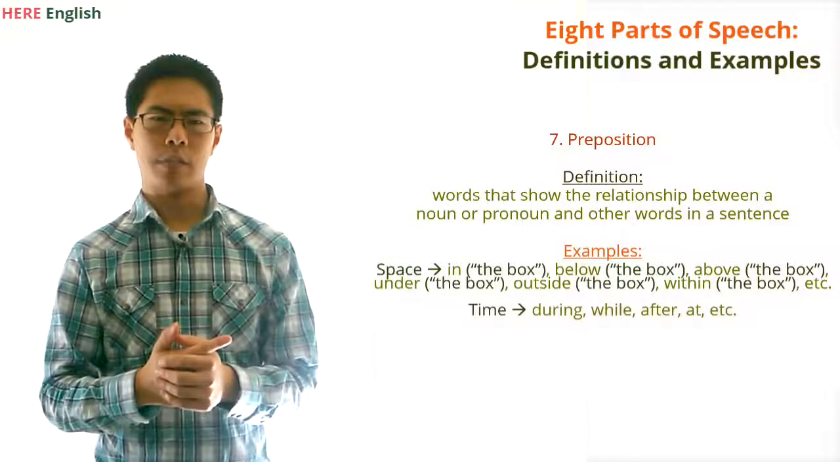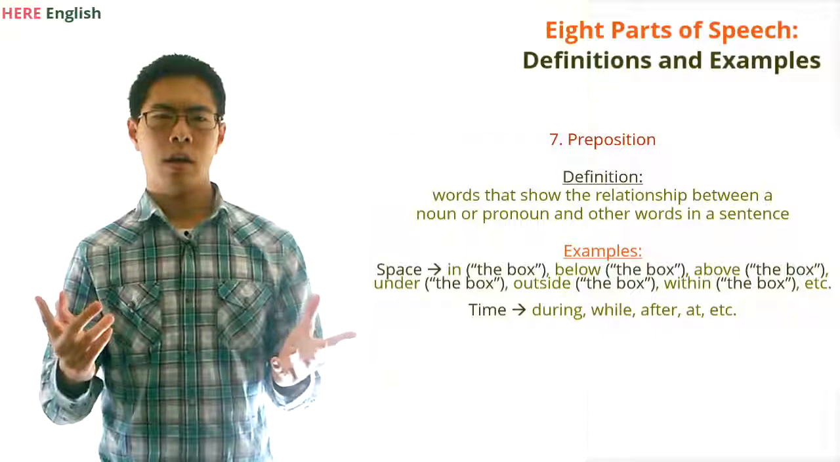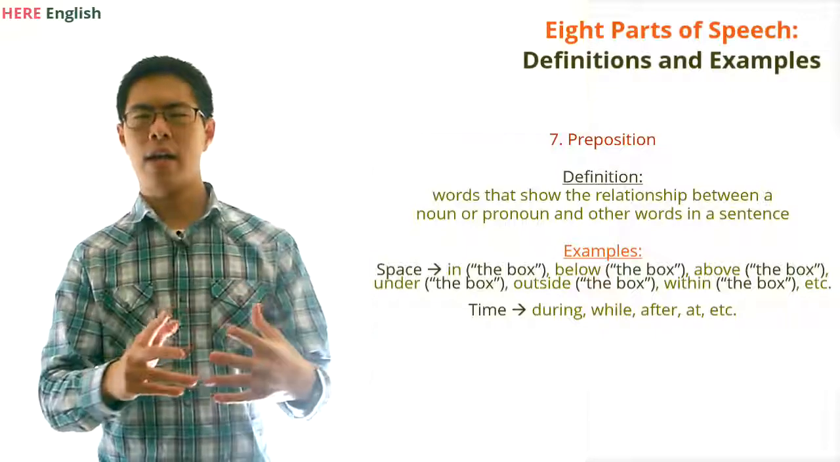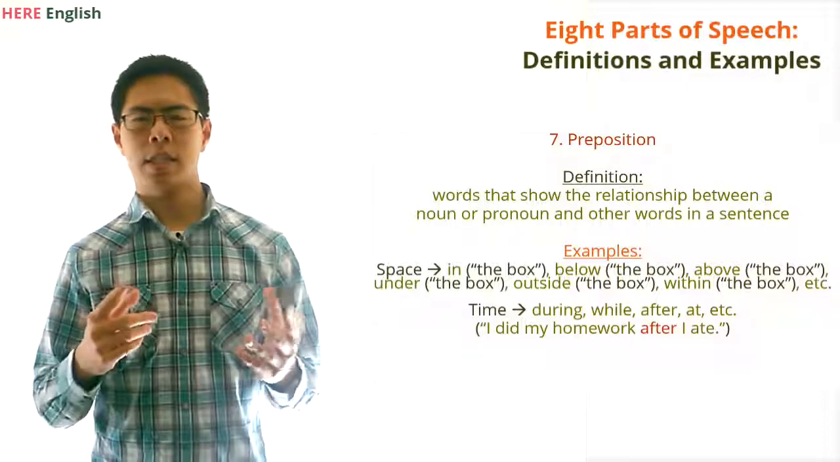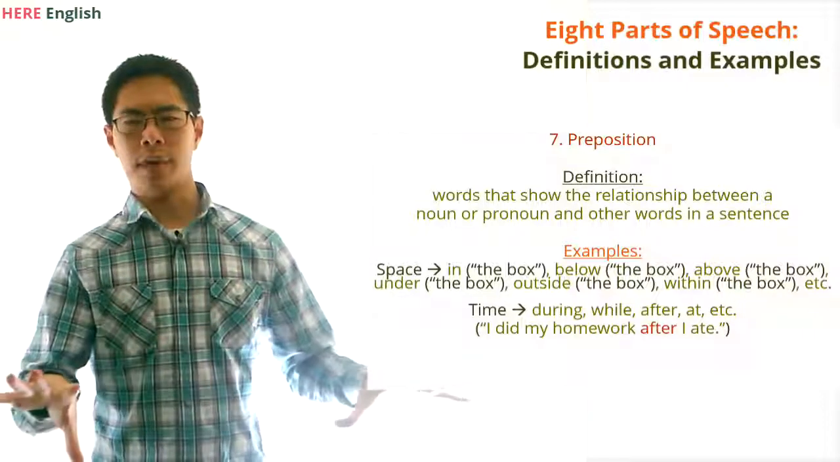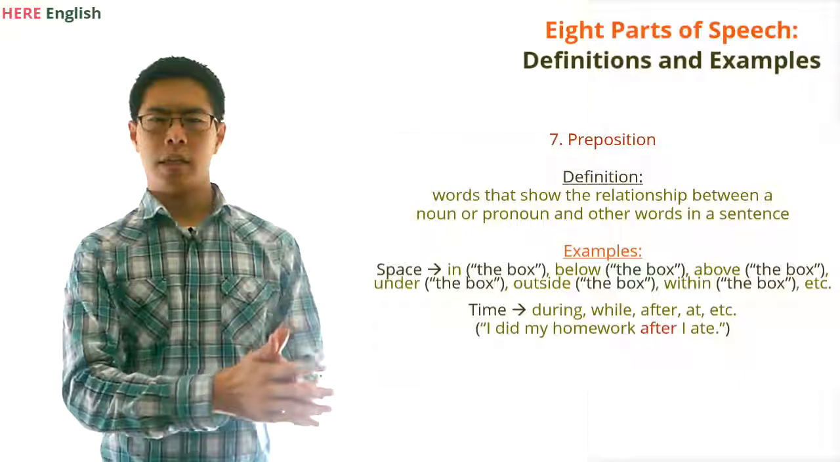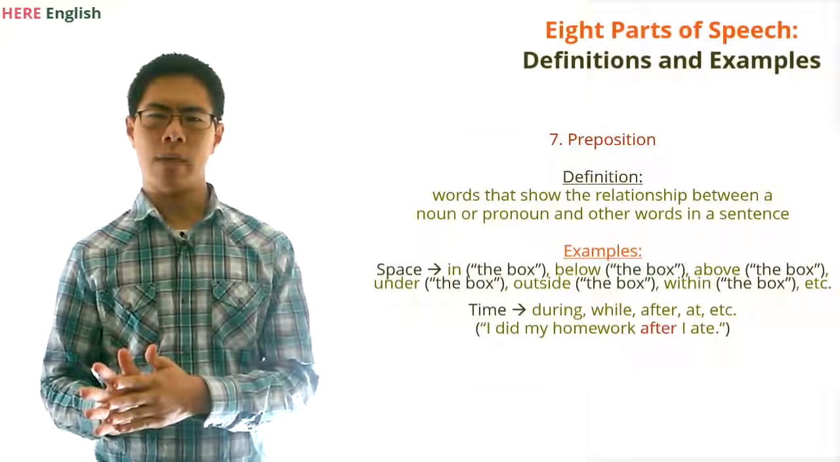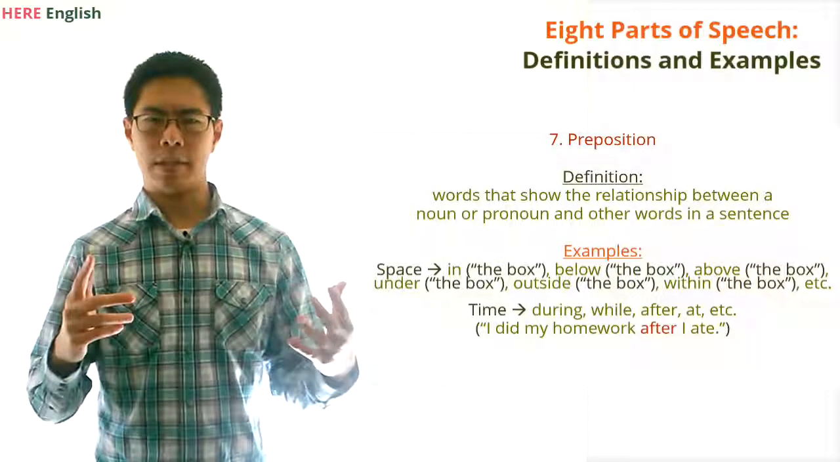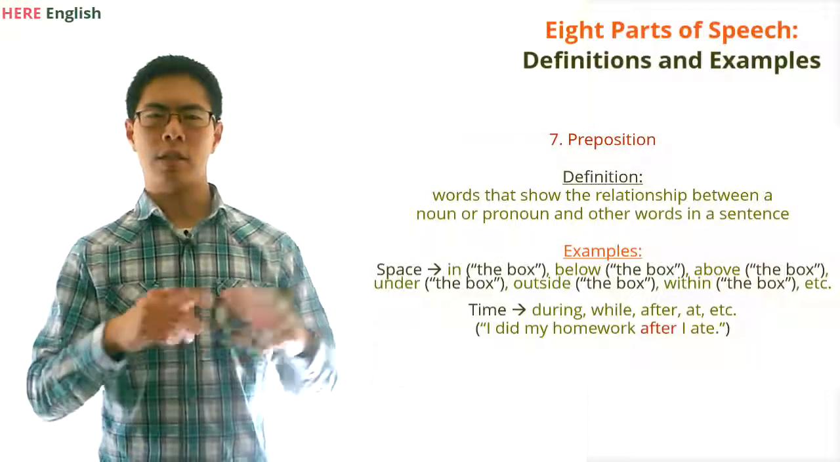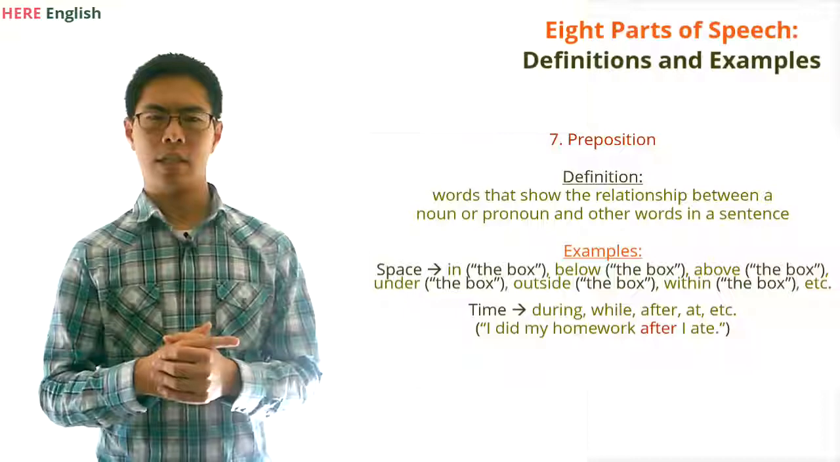Examples of prepositions that express a relationship in terms of time are during, while, after, and at. For example, in the sentence, I did my homework after I ate, the preposition after tells us when I did my homework. This is different from an adverb because something comes after the preposition here, and also the preposition relates to different things in the sentence.